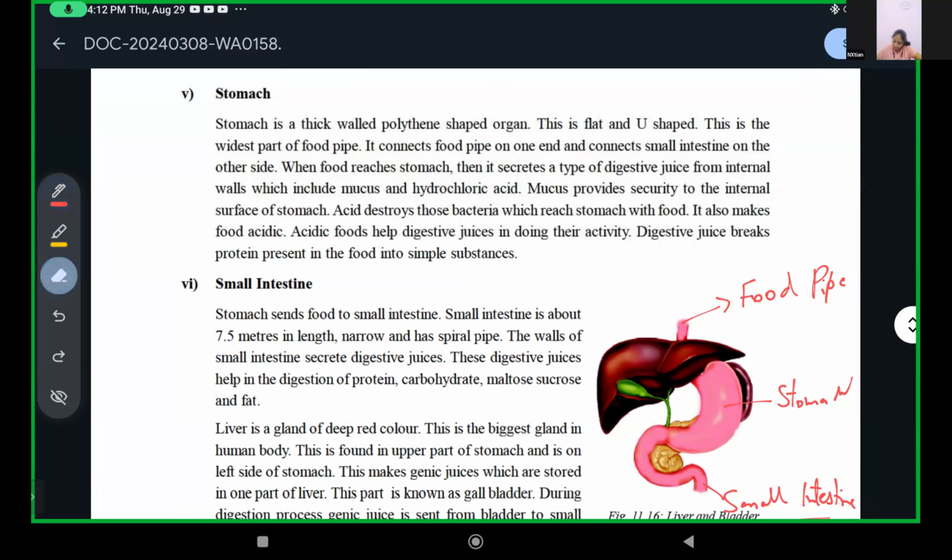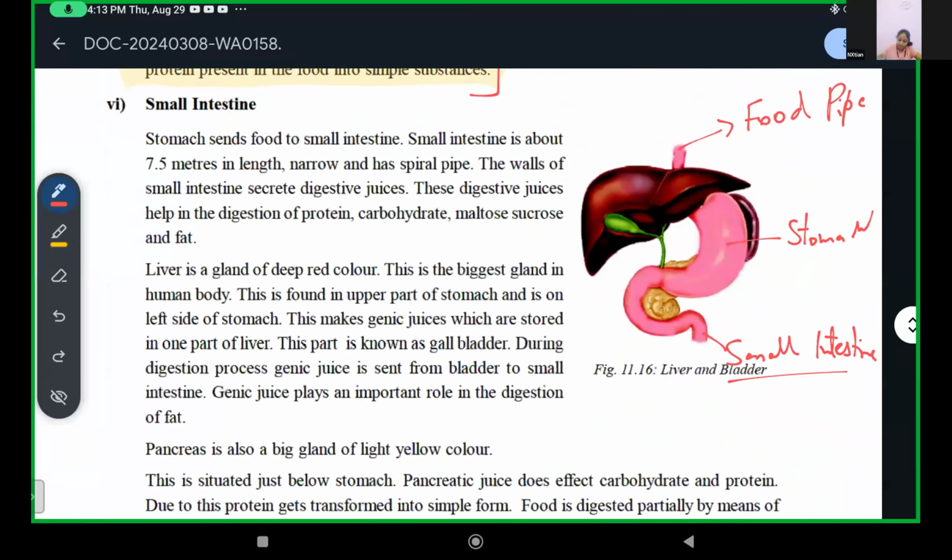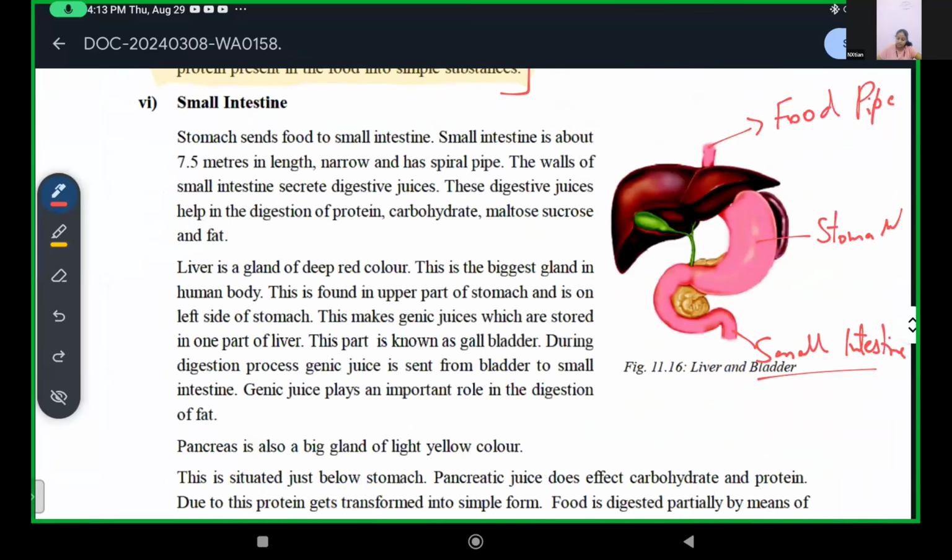Digestive juice breaks the protein present in the food into simpler substances. This is the main function of the digestive juices. Then we have the small intestine. Stomach sends food to the small intestine. Small intestine is about 7.5 meters in length, narrow, and has a spiral pipe.